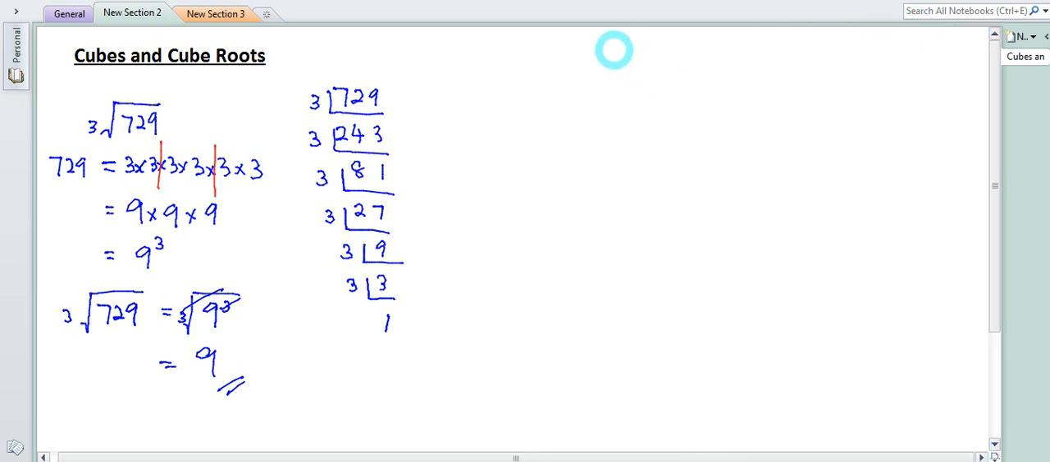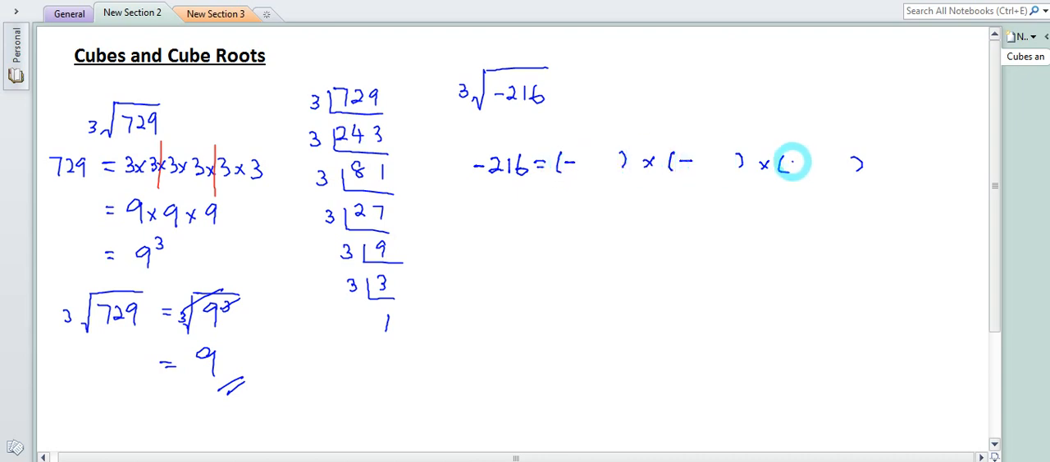So how about negative numbers? Sometimes you are asked to determine the cube root of a negative number. So negative 216 is equal to what number times what number times what number? Definitely we know this number must be negative. If this is positive, it is impossible to get a negative number here, right? So we know this is negative, this is negative, this is negative.